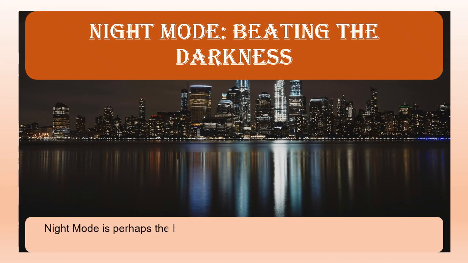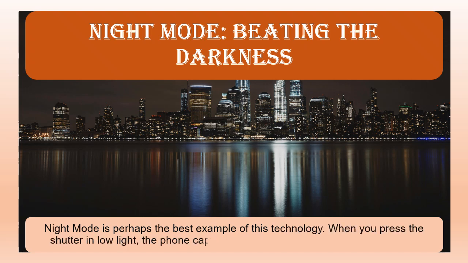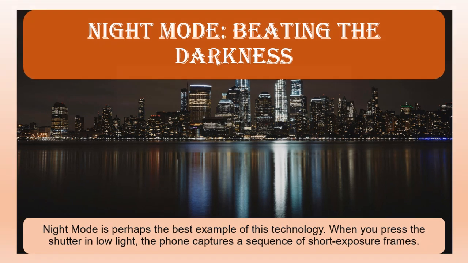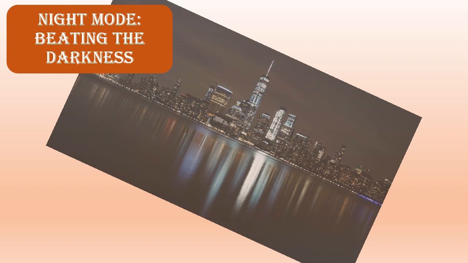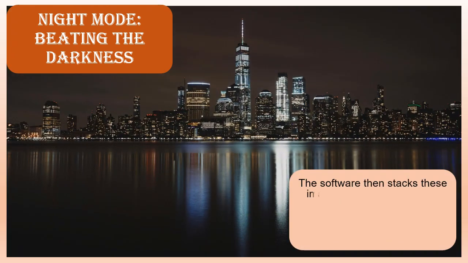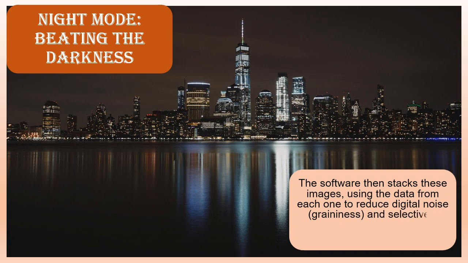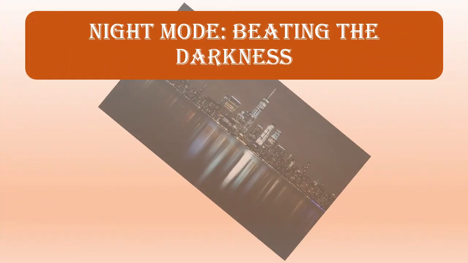When you press the shutter in low light, the phone captures a sequence of short exposure frames. The software then stacks these images, using the data from each one to reduce digital noise, graininess, and selectively brighten shadows while retaining detail in highlights. This process effectively simulates a long exposure shot, but done handheld and without blur.